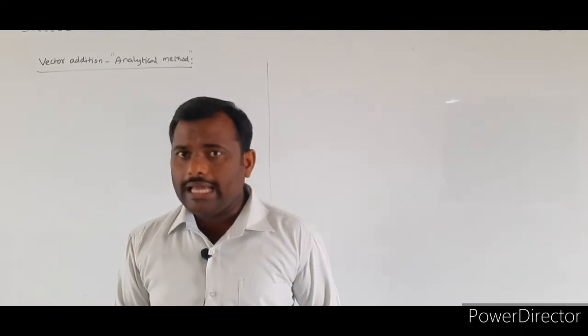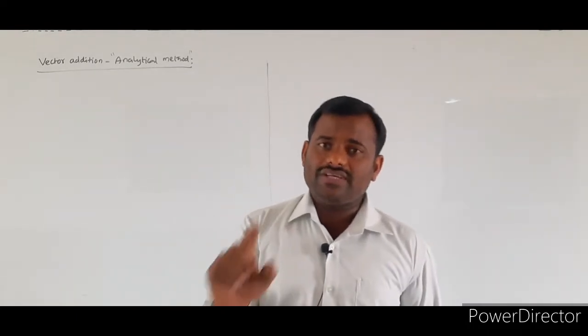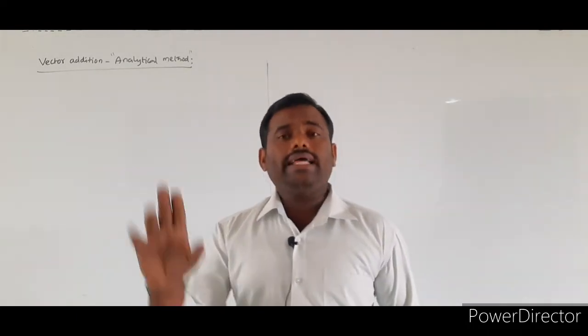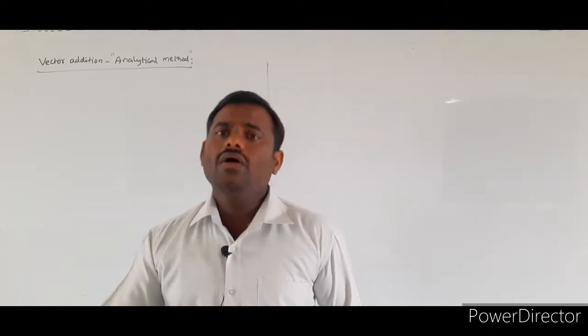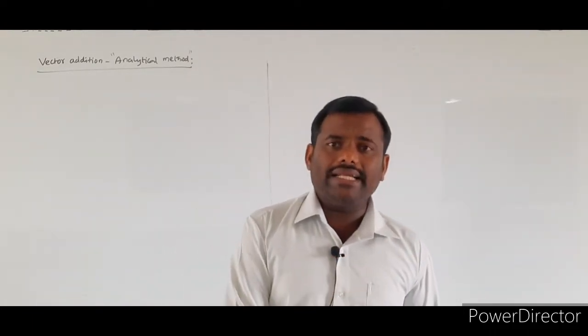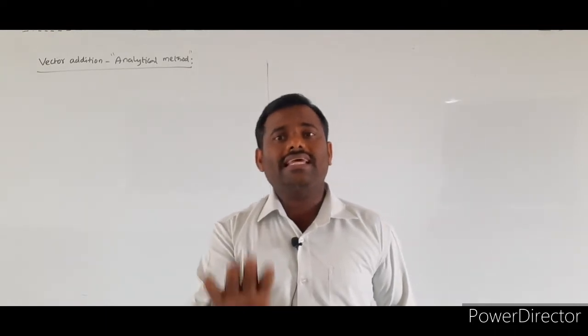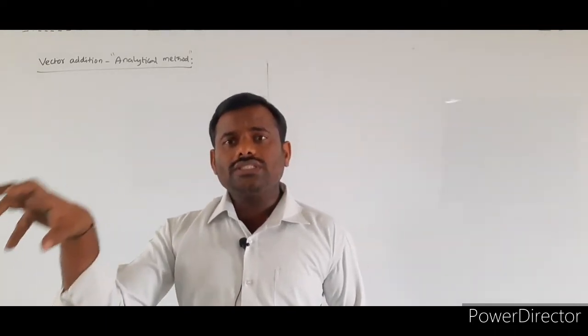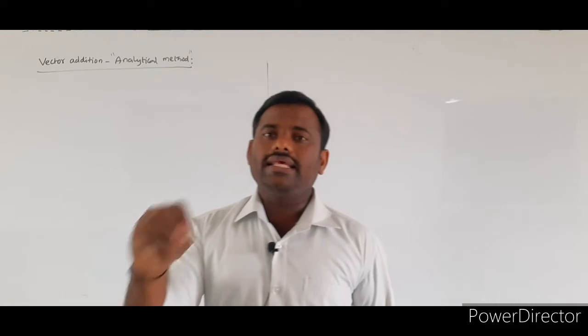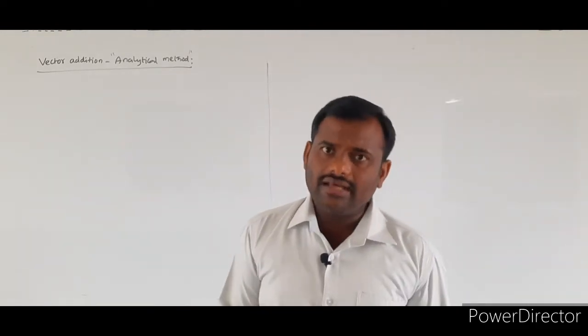Again, what are we doing here? The x component of the first vector is added to the x component of the second vector. The y component of the first vector will be added to the y component of the second vector. Then those values will give the resultant vector.